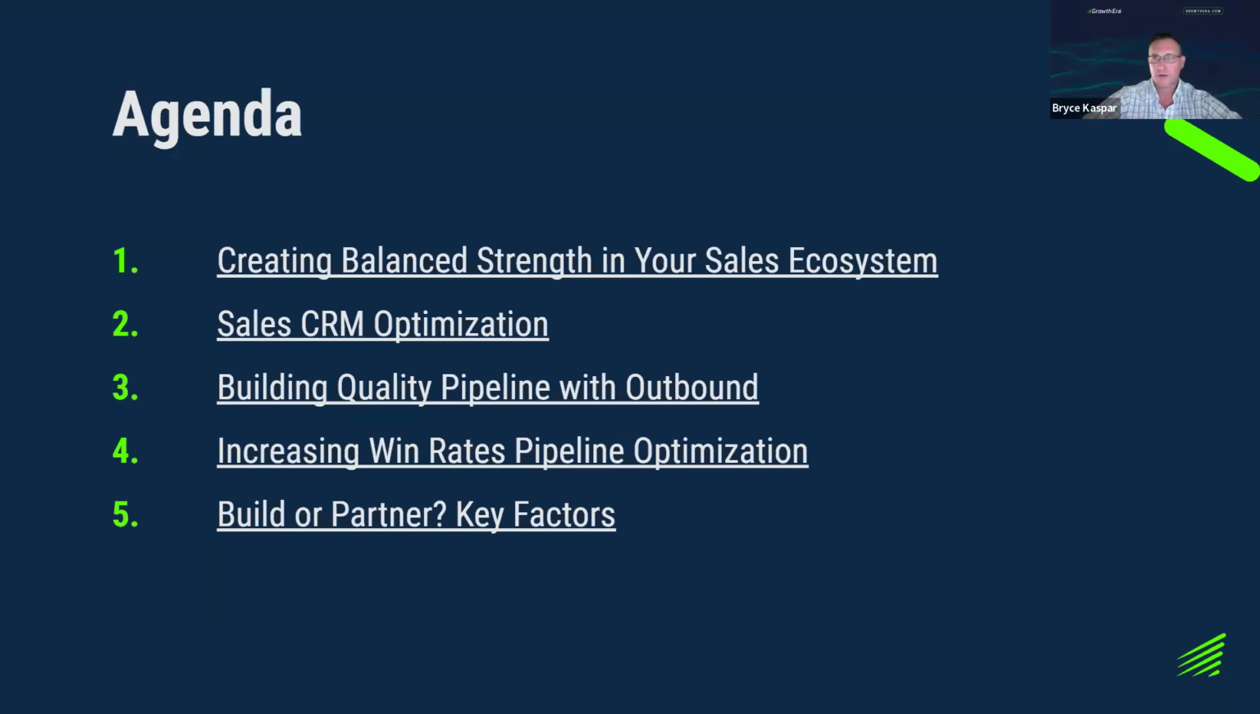So our agenda for today, we're going to talk about these three areas that need to be balanced in a strong sales system. We're going to cover some points on sales CRM optimization, building quality pipeline. Now that you have the pipeline, increasing your win rates, because that's what it's all about, right? Generating revenue is why we're all doing this hard work.